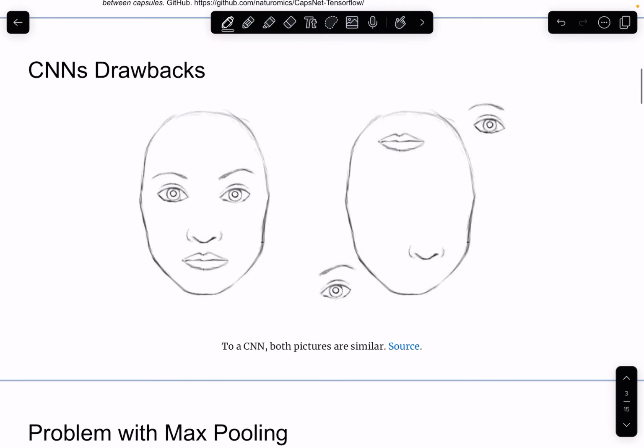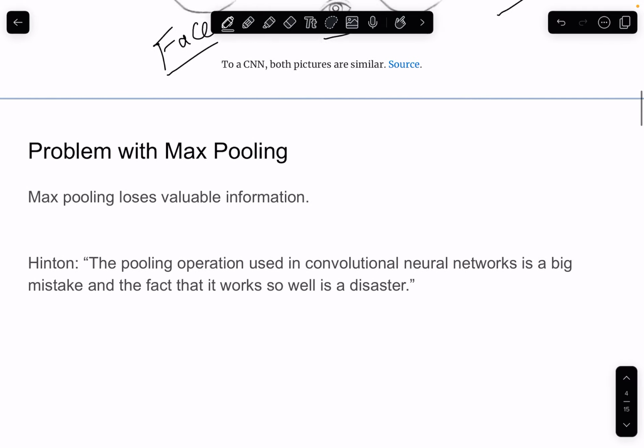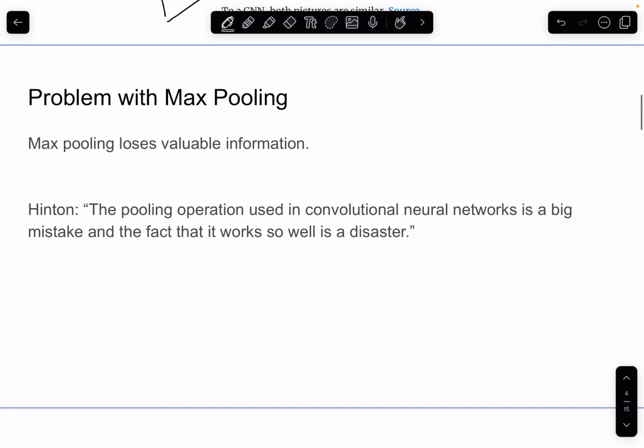The other drawback is, if you look at this image, it will be detected as a face, and CNN will also detect this as a face due to the pooling, and both the pictures are similar for the CNN. The output will be similar, the probability will be similar. So the problem lies with max pooling.